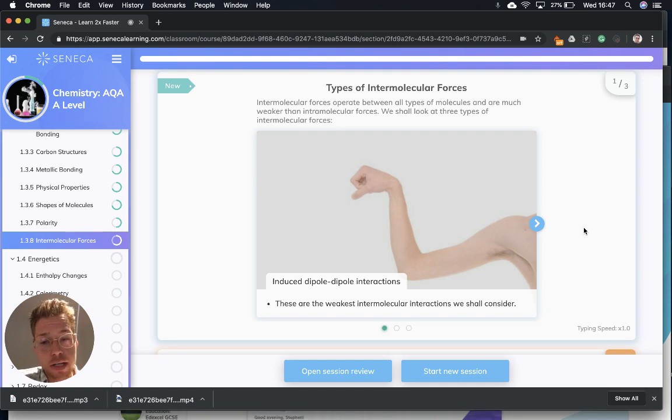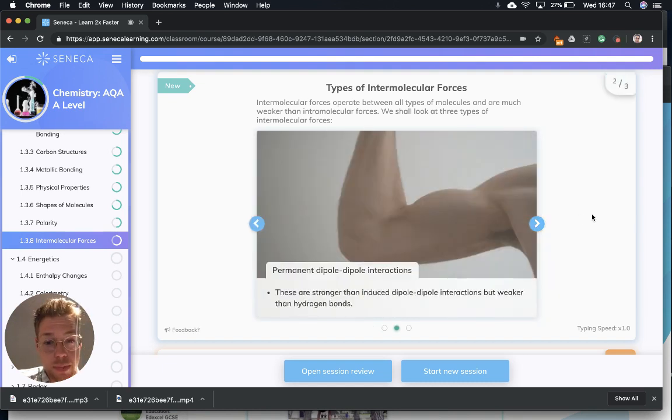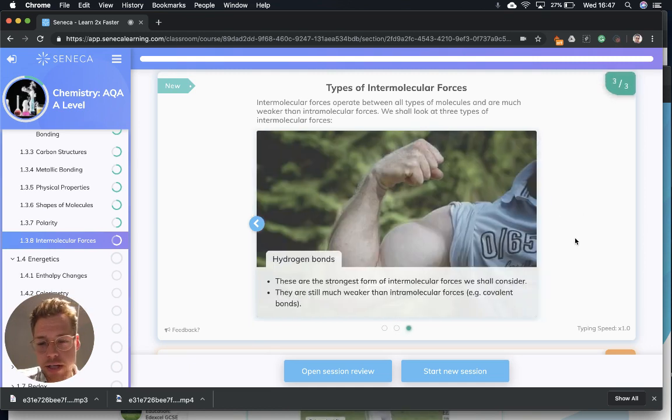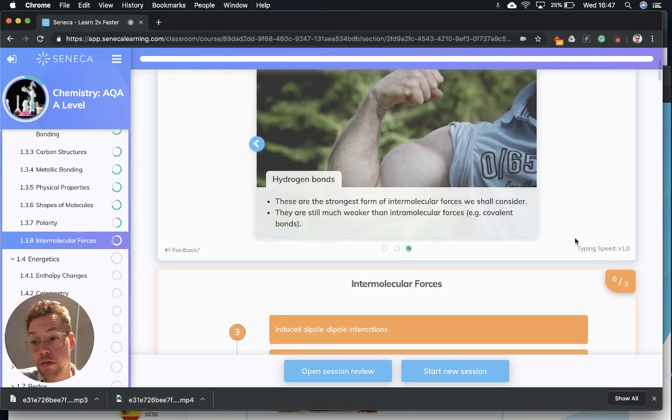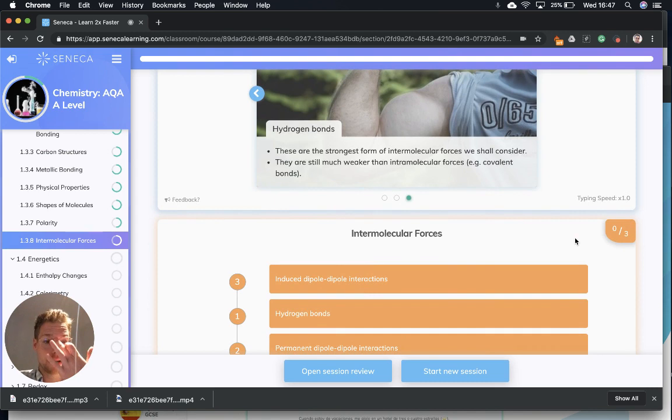And now we're going to shift our focus to those intermolecular forces, and we're going to look at three types. First, we have induced dipole-dipole interactions, and those are the weakest ones we're going to consider. Then we have permanent dipole-dipole interactions, and these are stronger than induced dipole-dipole interactions, but weaker than hydrogen bonds. And then we've got hydrogen bonds. These are the strongest form of intermolecular force that we're going to consider, but they are still much weaker than intramolecular forces, like covalent bonds. Honey, you don't mess with a covalent bond.